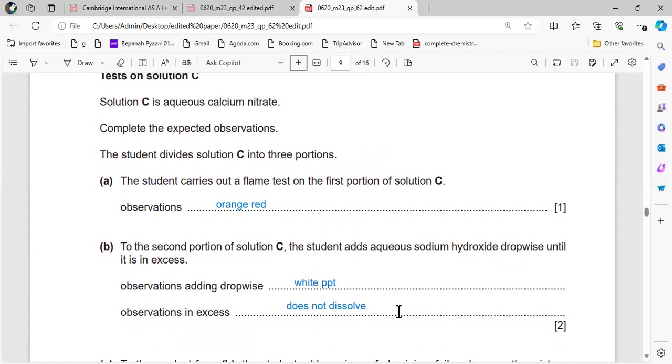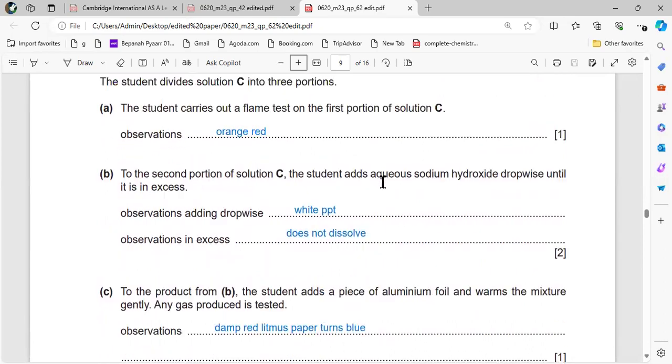Here we have two observations. First, dropwise addition of NaOH, and second, excess addition of NaOH. When we add it dropwise, first of all, it will give us a white ppt, and later on, by adding excess NaOH, the ppt will not dissolve, it will remain insoluble.